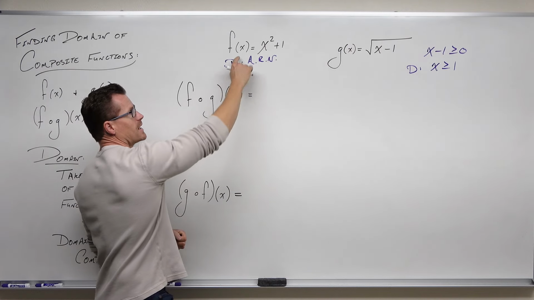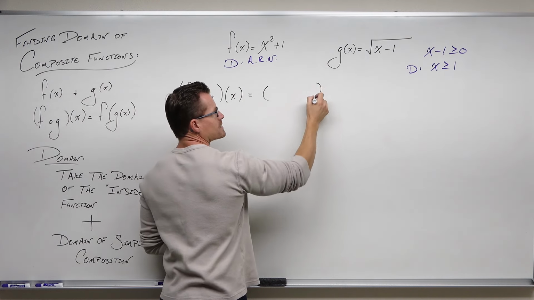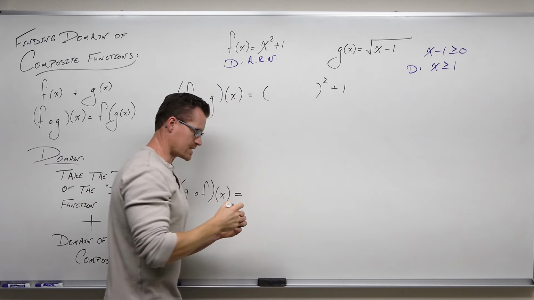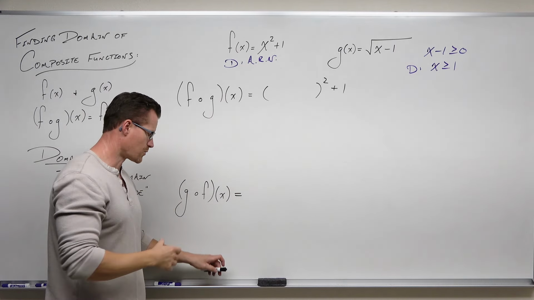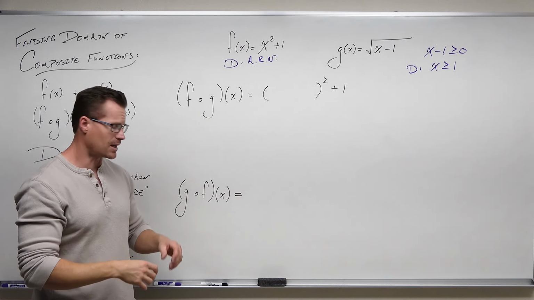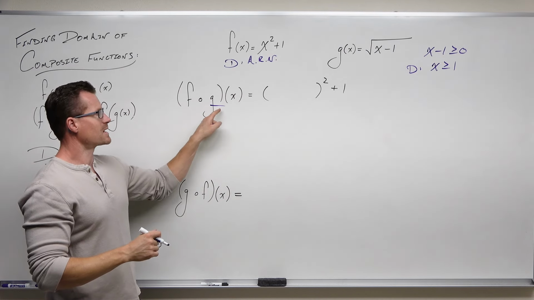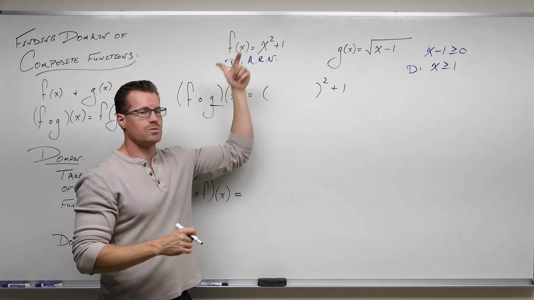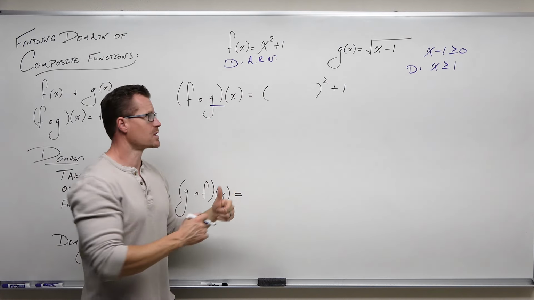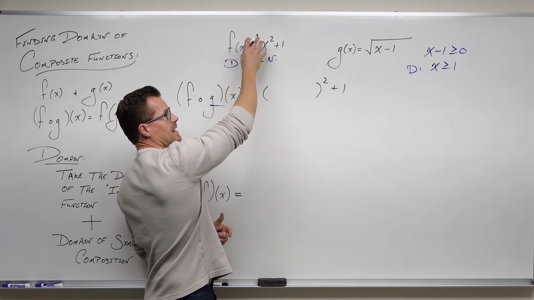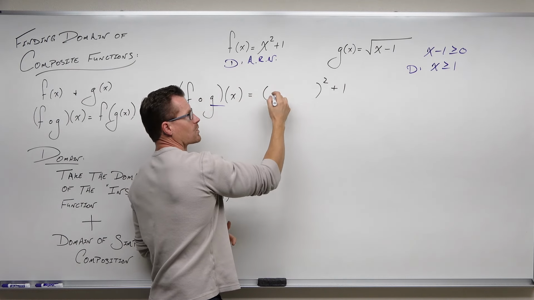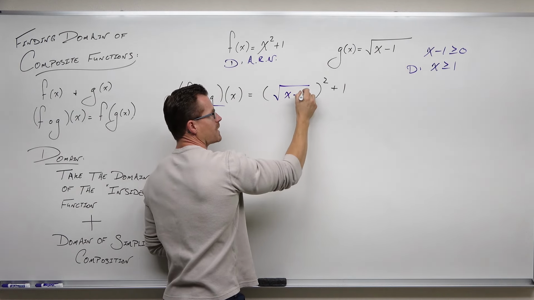So f is x squared plus 1. I'm going to replace the variables with blank spaces. However many variables there are, you replace them with blank spaces so we can get some complicated things. Now I take a look at my second function. I say, all right, my second function is g of x. That's going to go inside the blank space. So f is x squared plus 1. G is square root of x minus 1.